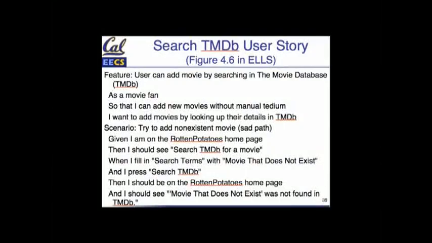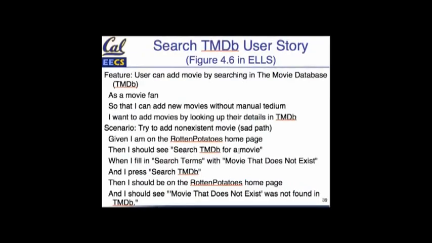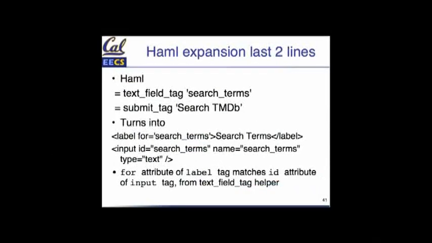So the first thing we're going to do is add this text to the index.html.haml page. This first line will let us pass the search TMDB text on the second step. And these following lines will expand to handle adding the form field, which we can see on this slide, which explains what that Haml code does.